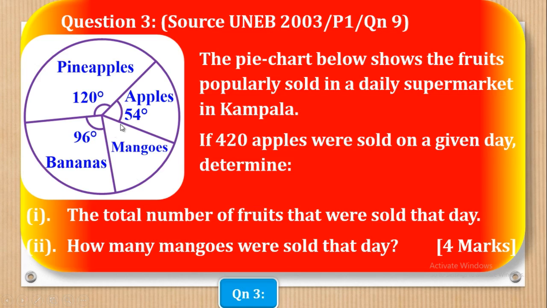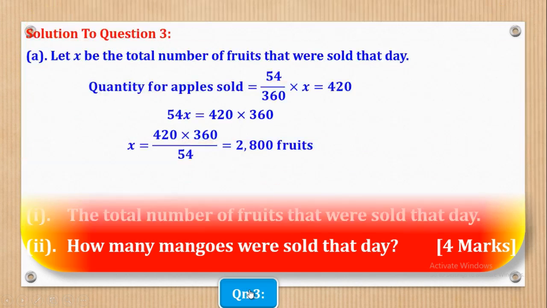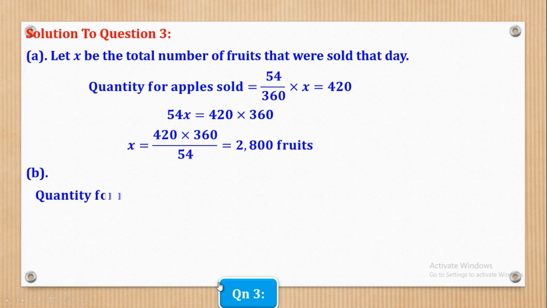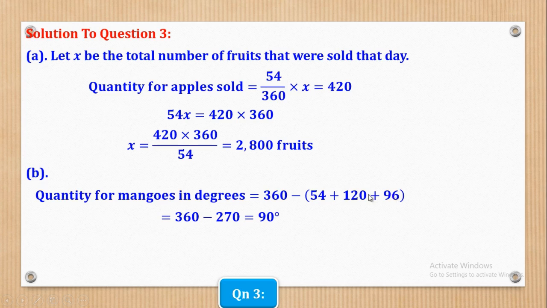So for mangoes, we realize that we don't have the corresponding angle. What we are going to do is first get the total of these three, 96 plus 120 plus 54. After getting the total, we shall get the remainder by saying 360 minus this total to come up with the angle corresponding to mangoes. Let's first do that. So the quantity for mangoes in degrees will be 360 minus, open brackets, 54 plus 120 plus 96, to come up with 360 minus 270, which will give you 90 degrees.